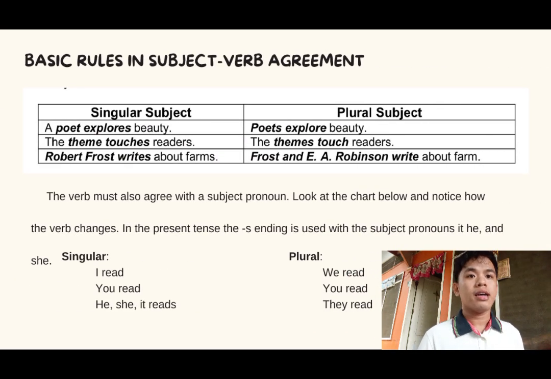So this is a table comparing the singular subject and plural subject. This is like transforming the singular subject sentence into a plural subject sentence. So let's proceed to the first sentence. A poet explores beauty. So how will we change it to a plural subject sentence? We only need to add s to the subject, poet, so it becomes poets, and then we remove the s in the verb explores, so it changes into explore beauty. So in combination it becomes: poets explore beauty.